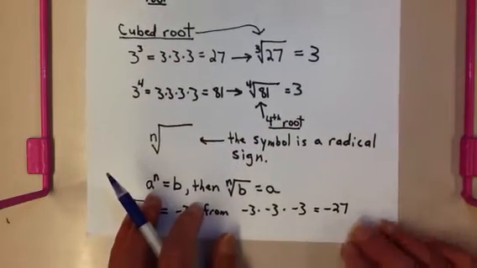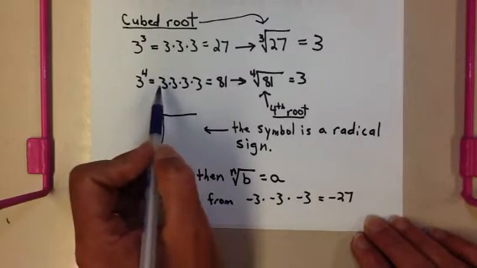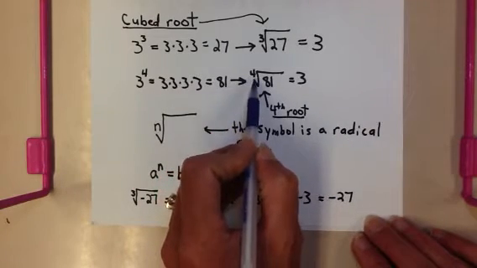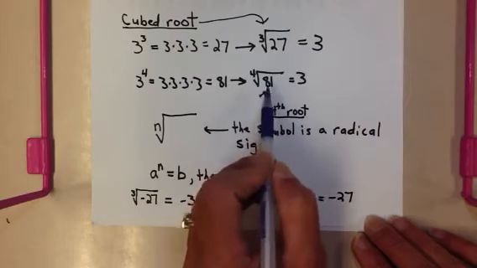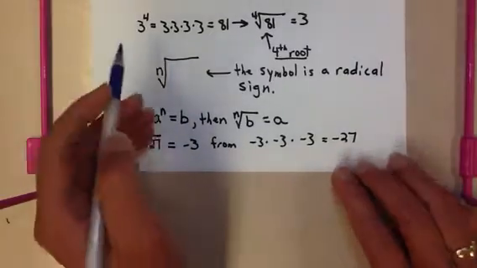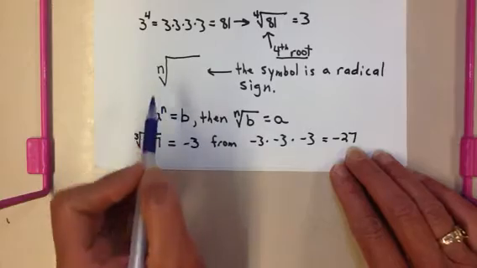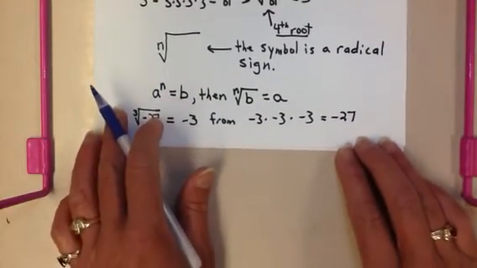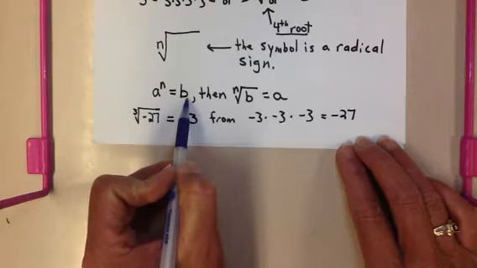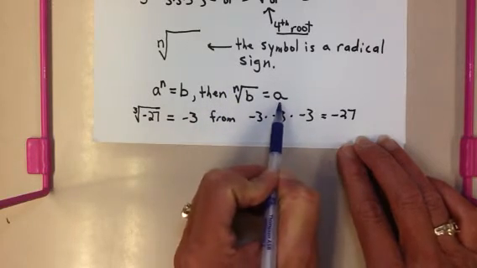All right, and you can do that with other roots. So 3 to the 4th power would be 3 times 3 times 3 times 3, which is 81. And so then the 4th root is how you would read that. The 4th root of 81 would be back to 3. So this symbol we use is called a radical sign, and you can look here at this formula. A to the nth power equals b. Then the nth root of b equals a.